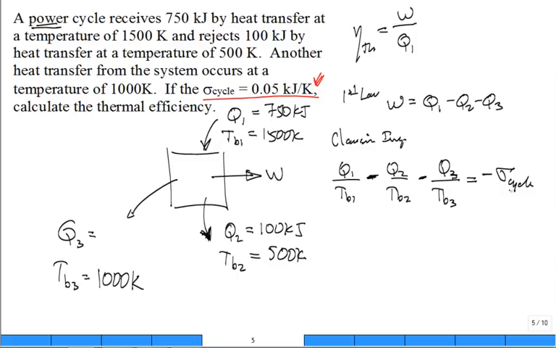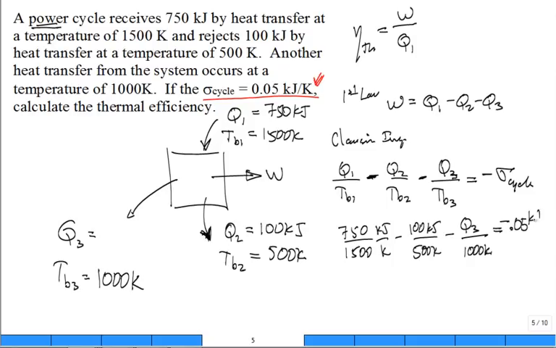So the only thing we don't know in this equation is Q3. Let me just put the numbers in. 750 divided by 1500, that'll be kilojoules per Kelvin, minus 100 kilojoules divided by 500 Kelvin, minus Q3, unknown amount in kilojoules, divided by 1000 Kelvin, equal to minus 0.05 kilojoules per Kelvin. And when you solve for Q3 from that energy balance, the Clausius statement, you find Q3 is equal to 350 kilojoules.